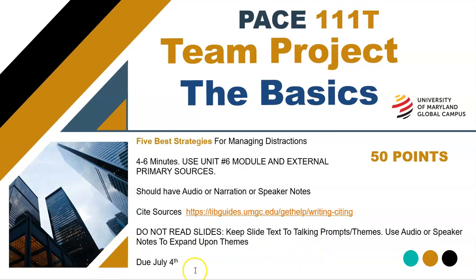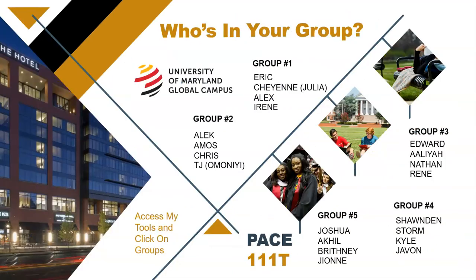And it is due on July 4th, which is the end of our unit number 7 and worth a total of 50 points. Now, who is in your group? I have divided you up all into groups of 4. So here is listed who is in which group. You can also go to our Leo course page, and if you click on the My Tools tab at the top, and then click on groups, you're going to see also who is in your group there. But I thought it would be helpful to provide this slide here that lists who is in each group.